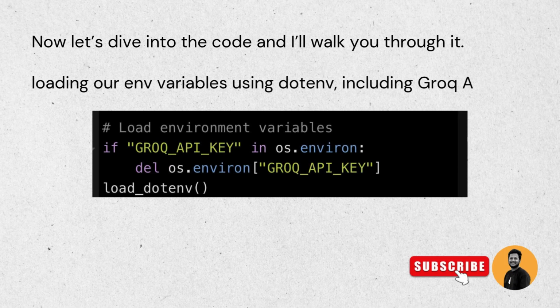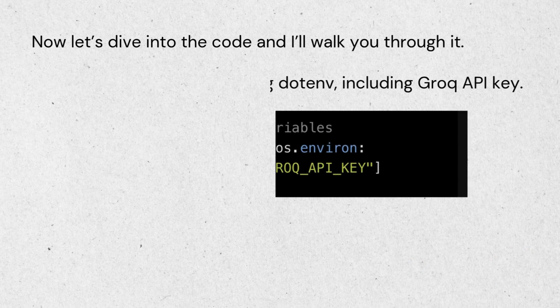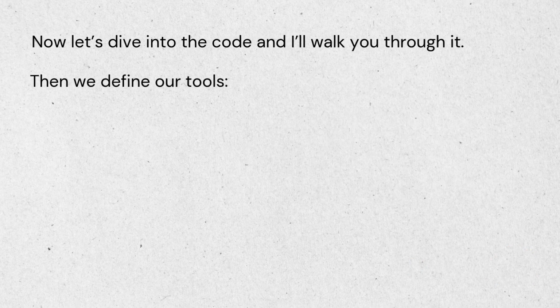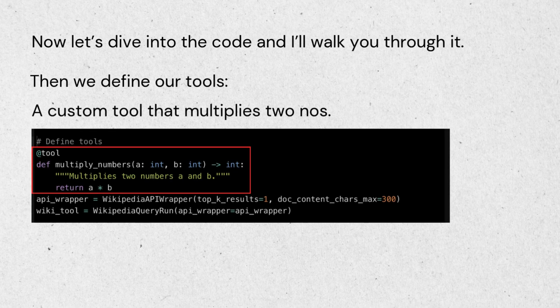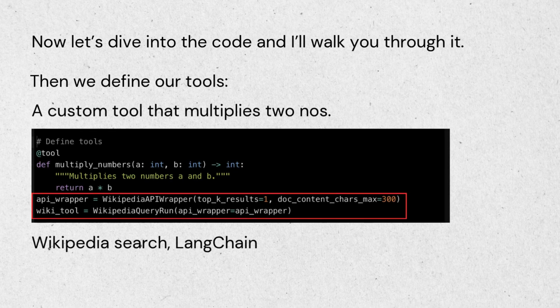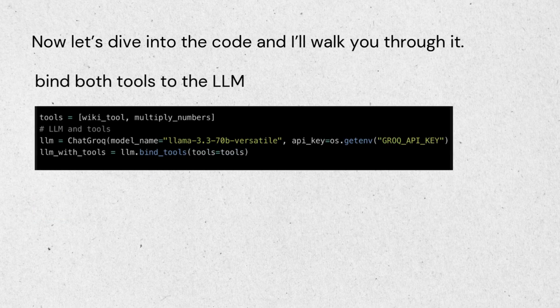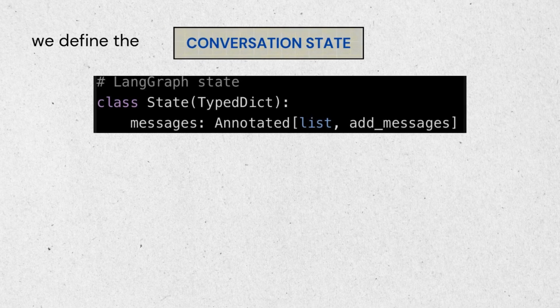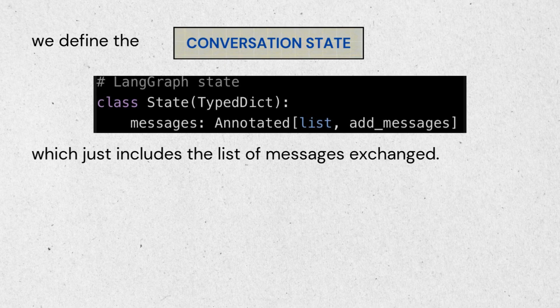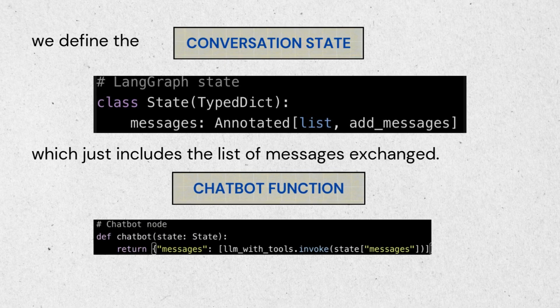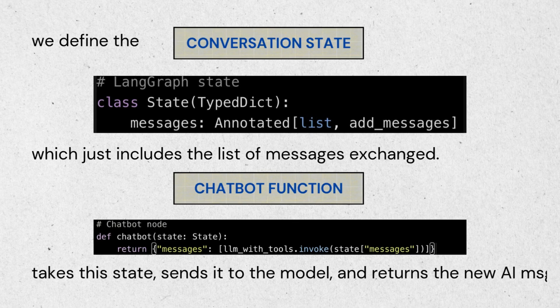We start by loading our environment variables using .env, including the Groq API key. Then we define our tools, a custom tool that multiplies two numbers, and a Wikipedia search tool using LangChain's API wrapper. We bind both tools to the LLM so it can call either one based on the user's query. Next, we define the conversation state, which just includes the list of messages exchanged. The chatbot function takes this state, sends it to the model, and returns the new AI message.